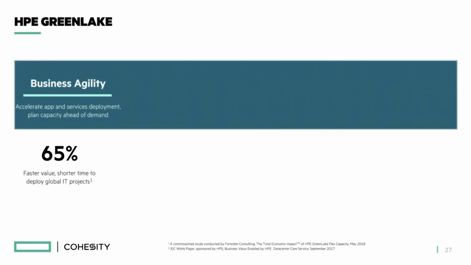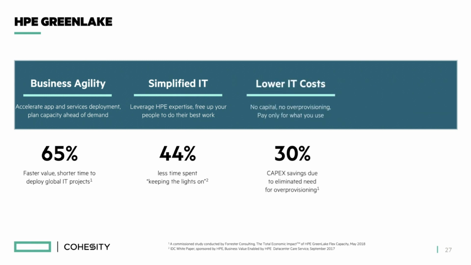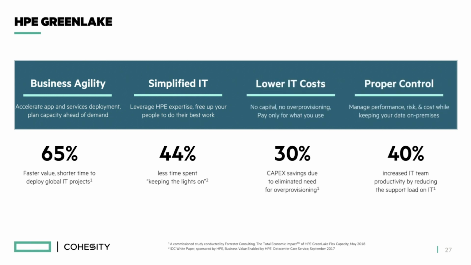Here are some of the benefits of the GreenLake solution. As I mentioned, there's like 65% faster value with shorter time to deploy global IT projects. This is because upgrades, change, and add-ons can be done as simply as a new change order. And so you can start using added capacity and features in a couple of days, as opposed to waiting for months for new capacity to be added. You're simplifying IT by managing only strategic initiatives.